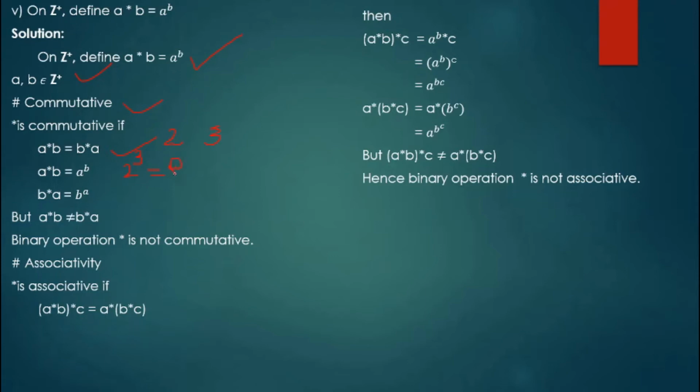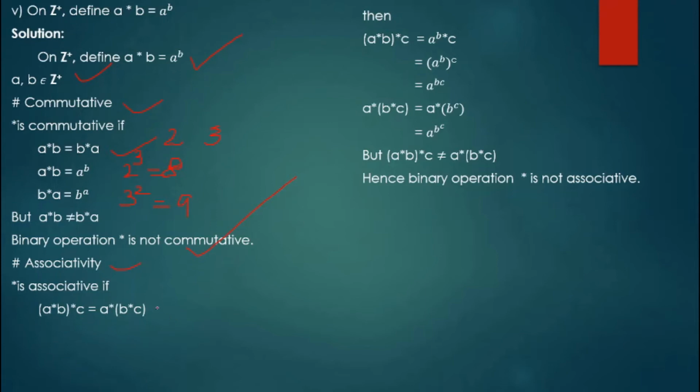So the answer here is 8. Now B star A is equal to B raised to A, that is 3 square. What is 3 square? 9. Is it equal? No. So A star B is not equal to B star A. So the binary operation star is not commutative. Next, associativity.